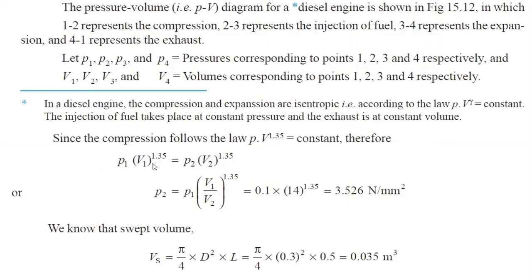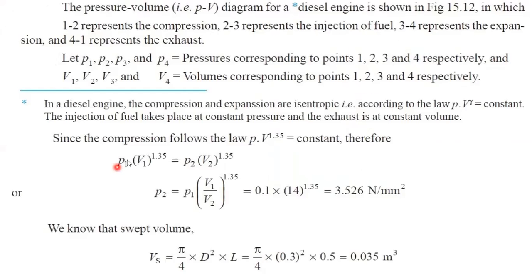So P1 V1 power 1.35 is equal to P2 V2 power 1.35. So in this, actually we know the value for P1, volume 1 and volume 2 also we know, because the compression ratio they have given in the question, they have given the compression ratio value.